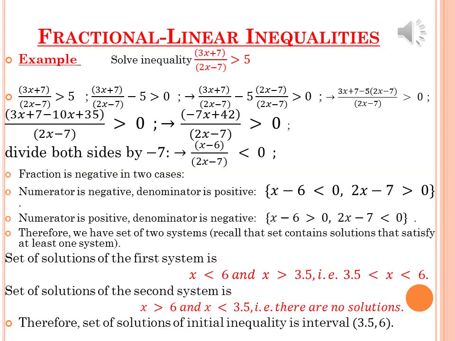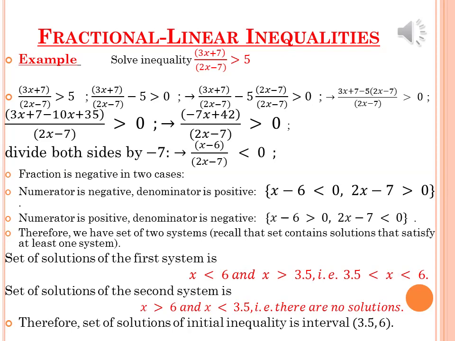To solve this problem, we have to make the right hand side 0. How to get the right hand side to be 0? Move 5 from the right to the left. So 6x plus 7 over 2x minus 7 minus 5 greater than 0. Why? To know: greater than 0 is positive, less than 0 is negative.